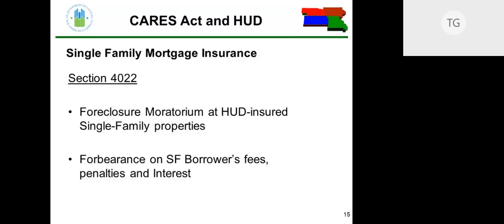Into a little more detail, projects under our single-family mortgage insurance program get benefits under Section 4022 of the Act. Those benefits are a foreclosure moratorium and forbearance on single-family borrowers' fees, penalties, and interest. The foreclosure moratorium will last until May 18th, 2020. However, it is extendable. And the forbearance benefits are for 180 days, but that's also extendable.